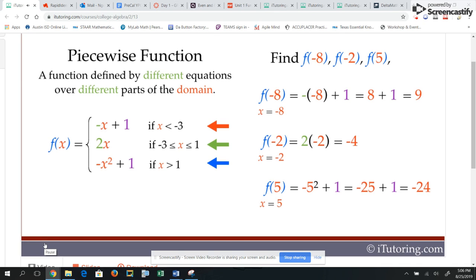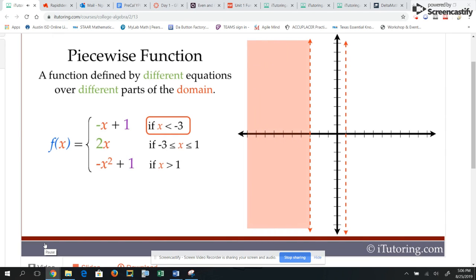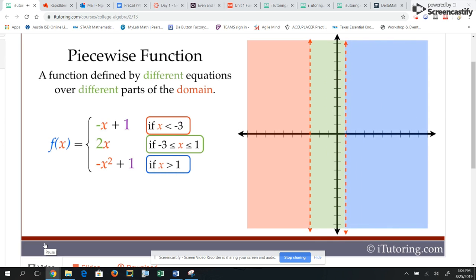Well, let's graph the following function. We have our function over 3 domains. Our first step will be to draw our vertical lines that will separate our 3 domains. We'll have a vertical line at x is equal to negative 3 and x is equal to 1. We have our 3 domains: x is less than negative 3, between negative 3 and positive 1, and x is greater than 1. These will be our 3 domains of where our function acts differently.